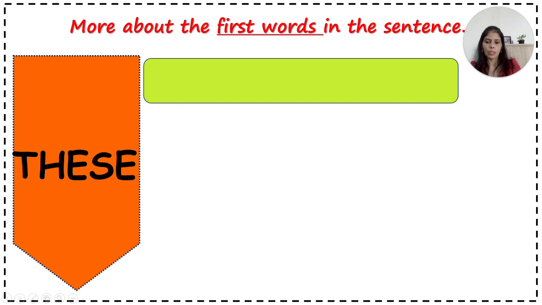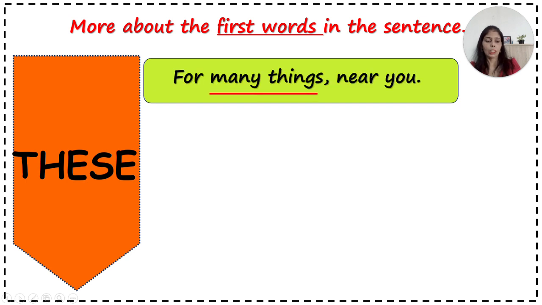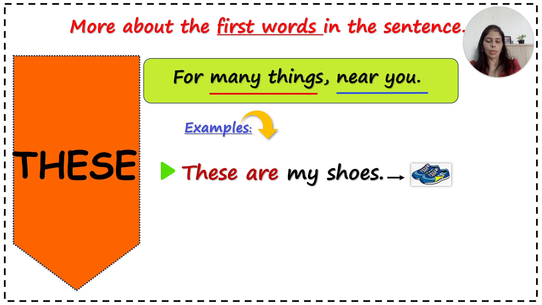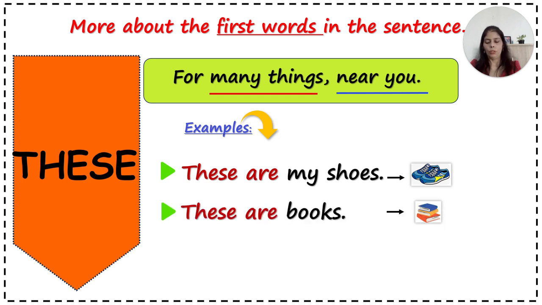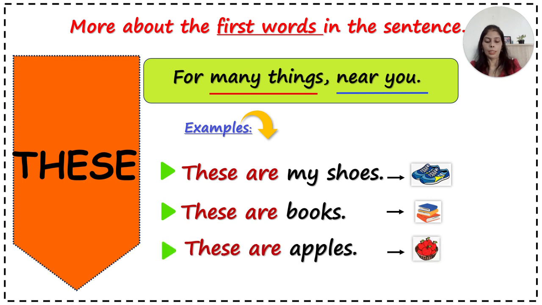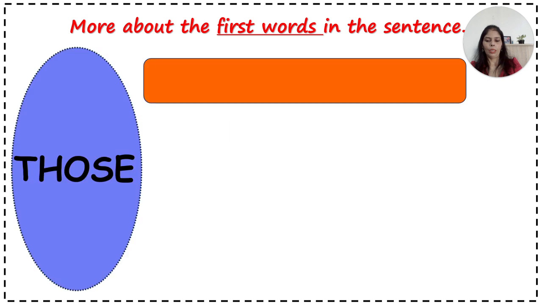Next is these. These is used for many things near you. Remember, it's just like this. The only difference is that it is now being used for many things, but it is still near you, right? You can just stretch your hand and pick up the things. For example, these are my shoes, these are books. If I just stretch my hand and pick up, I can say these are books, right? These are apples, or maybe I picked up these pens from my table, right?